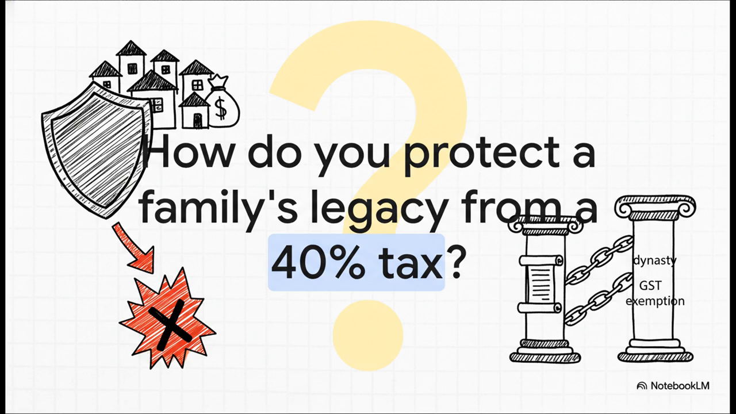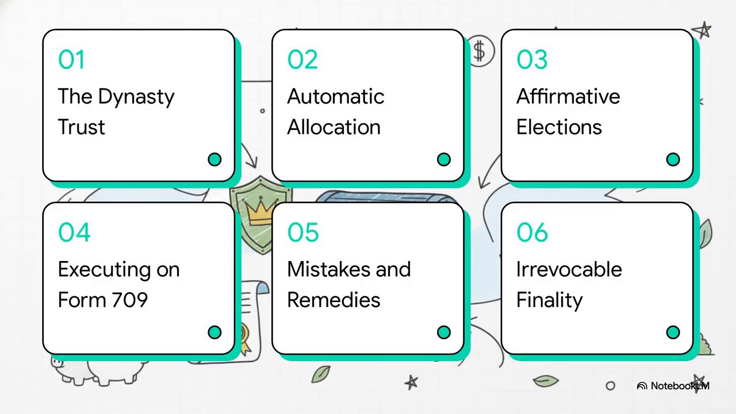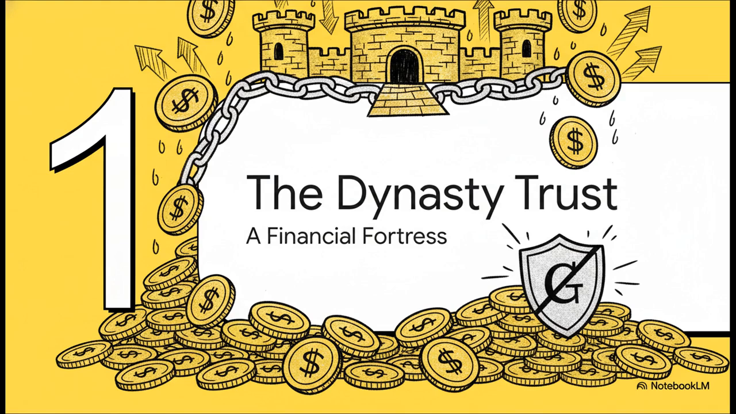Well, the answer lies in a couple of really powerful interconnected tools: the Dynasty Trust and the strategic, and I can't stress this enough, irrevocable allocation of the GST exemption. So here's how we're going to break this down. First, we'll start with the why. What's the whole point of a Dynasty Trust? Then we're going to get into the mechanics, the IRS's default automatic rules, and more importantly, how you can take control and override them. From there, we'll walk through the actual paperwork on Form 709, look at some common and costly mistakes and how to fix them, and we'll end on the most critical point, the absolute, total finality of these decisions.